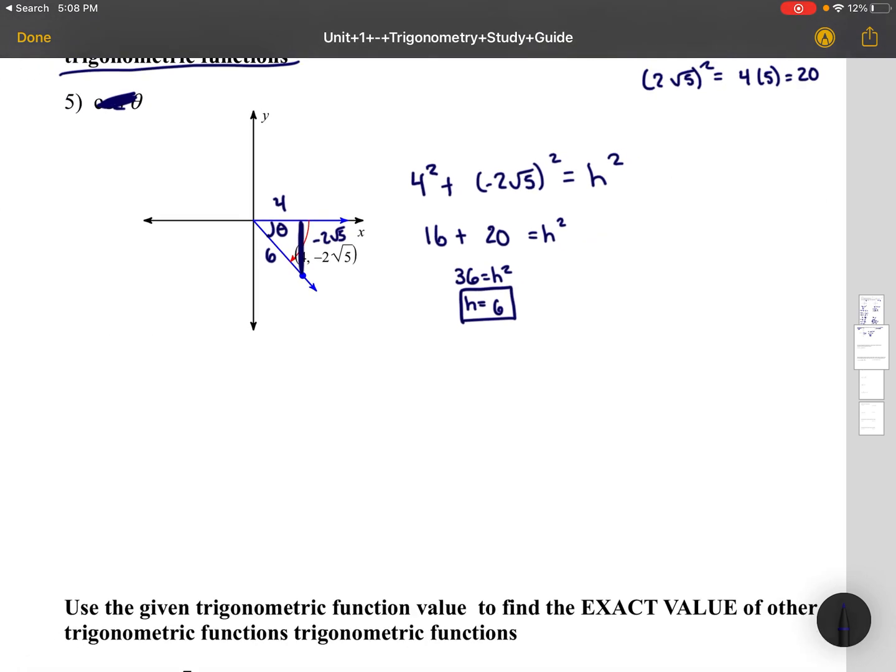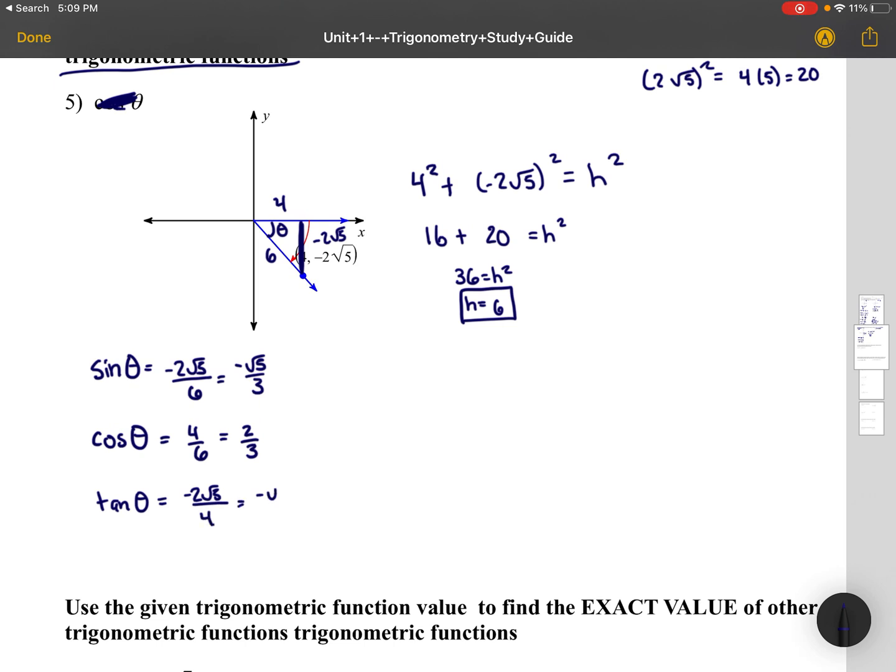So now if this is our angle theta, then we know from geometry, sine theta is equal to the opposite side, so negative 2 square root 5 divided by 6 simplifies to negative square root 5 over 3. Cosine theta is adjacent over hypotenuse, so 4 divided by 6 simplifies to 2/3. Tangent theta is opposite over adjacent, so negative 2 square root 5 divided by 4, or negative square root 5 divided by 2. Cosecant is the reciprocal of sine, so that's negative 3 divided by the square root of 5. If you want to rationalize your denominator, that's negative 3 square root 5 divided by 5. I don't care if you give me that answer. It's the same. Secant theta is going to be 3 divided by 2.